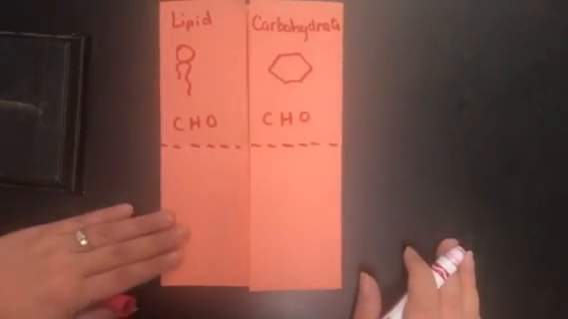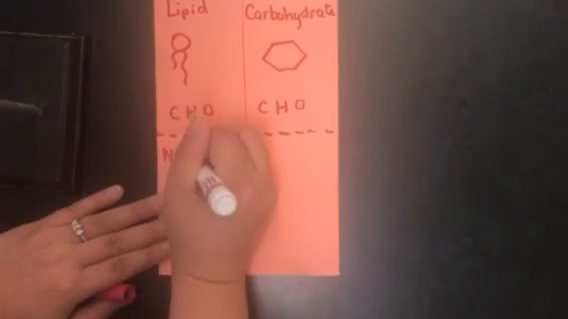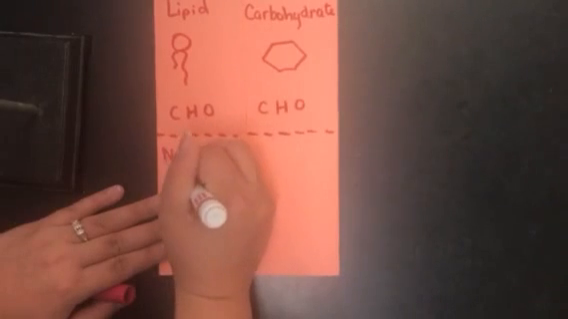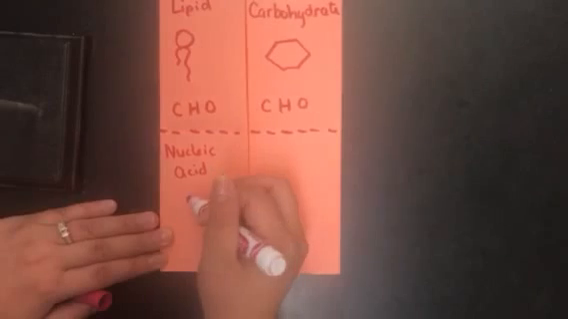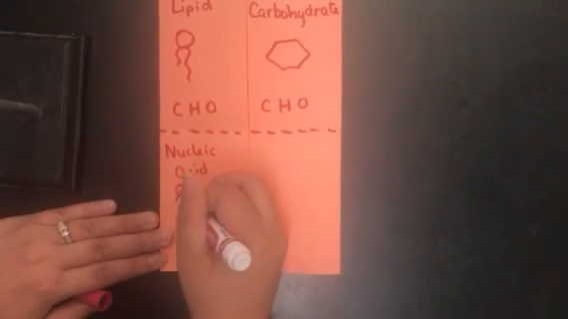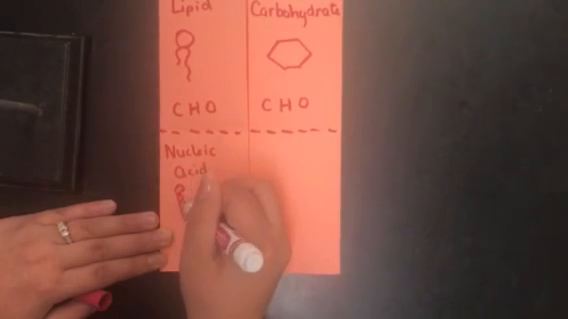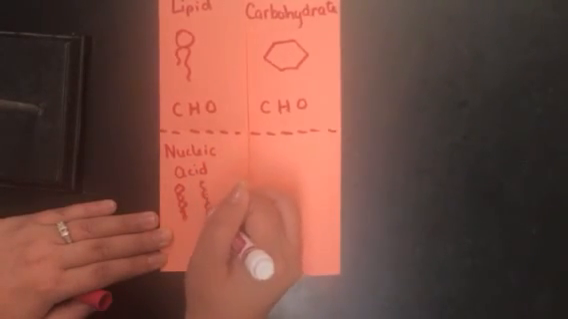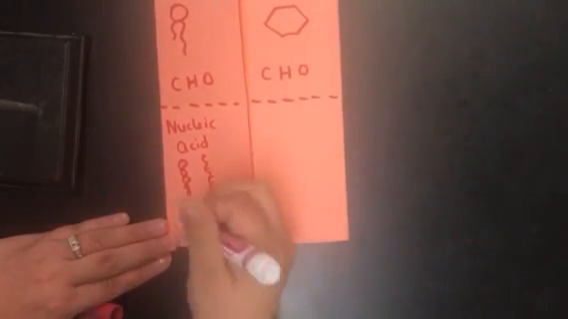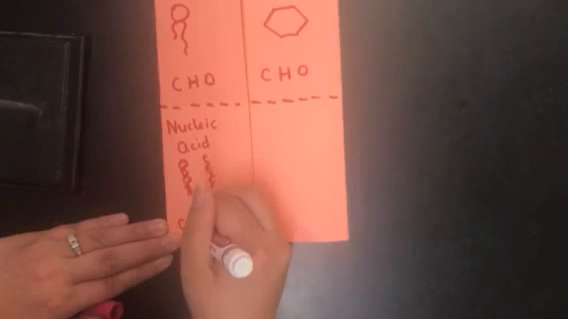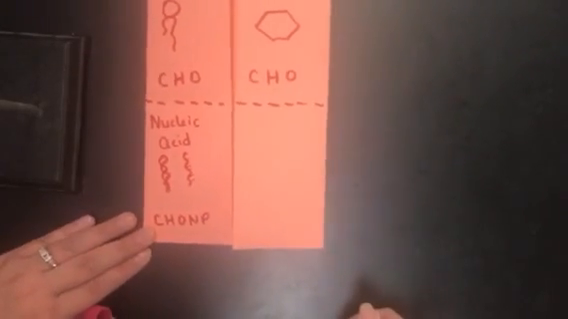Okay? The next biomolecule that we're going to learn about is called nucleic acid. Okay? And that could be DNA, the twisted ladder, or RNA with one side. Those are examples of nucleic acid. And the elements that they have are carbon, hydrogen, oxygen, nitrogen, and phosphate. Okay.